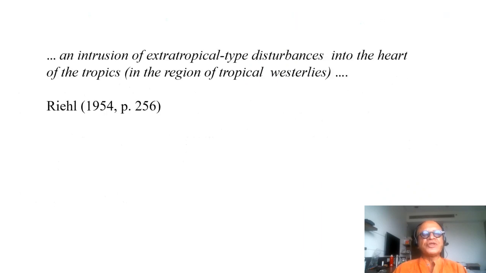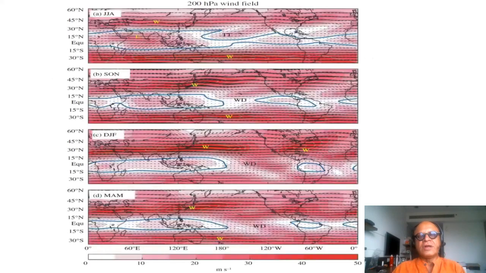Okay, and he also noted that an intrusion of extratropical type disturbances into the heart of the tropics in the region of tropical westerlies. We have already kind of implied that the westerly duct is where the equatorial trapping was weakened and the equatorial waves stretched to higher latitudes, and the trapping was affected by this as well. So this is now looking at the other way and looking for extratropical signatures coming in.